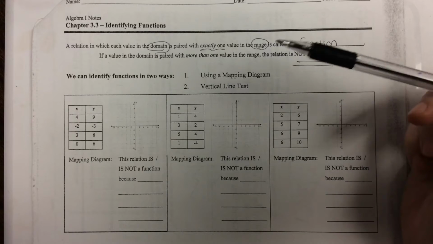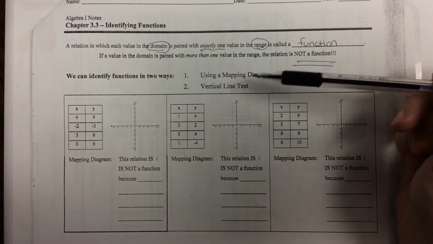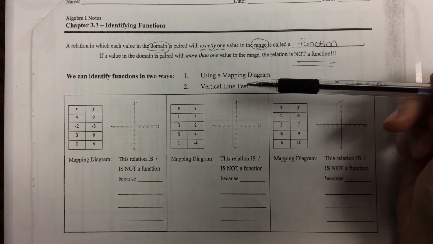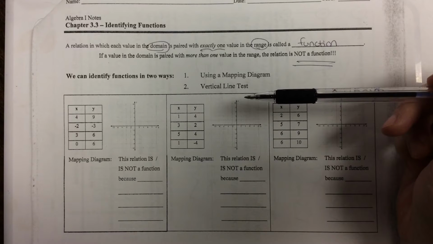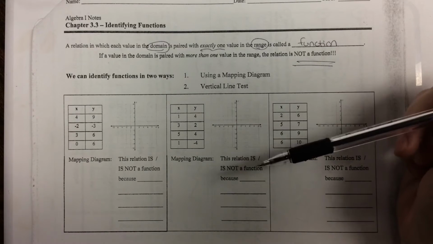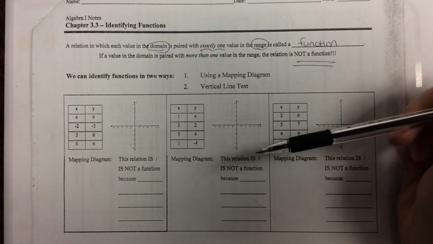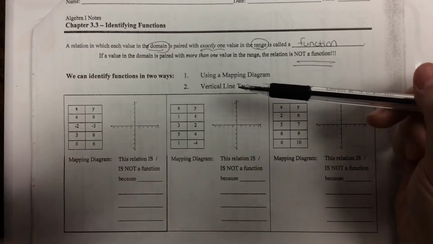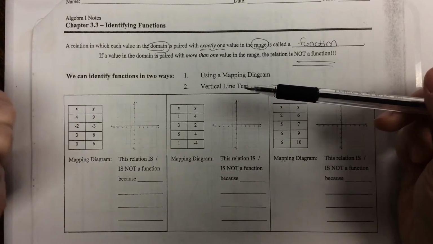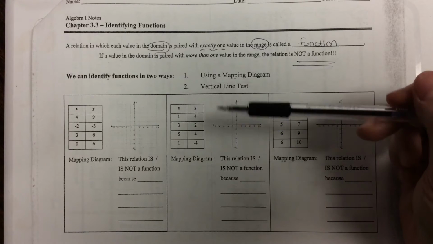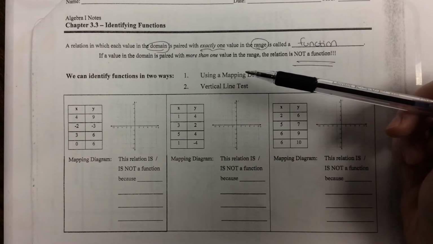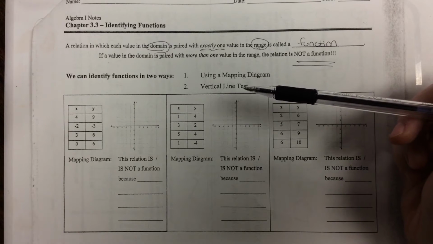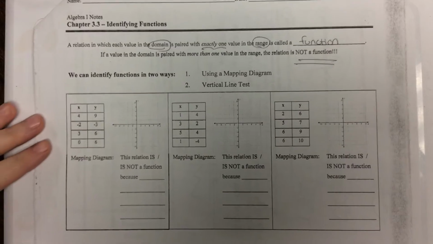Now, you can identify functions in two ways. You can use a mapping diagram, or you can do something called the vertical line test. Obviously, if you're going to use the vertical line test, you have to graph the ordered pairs first and draw a line to represent the graph. When you're given a graph, the vertical line test is very quick, easy, and useful. However, when you're given ordered pairs, sometimes the mapping diagram can be a little bit easier because it lets you skip the step of plotting points. But anyway, we'll get into that in a little bit.